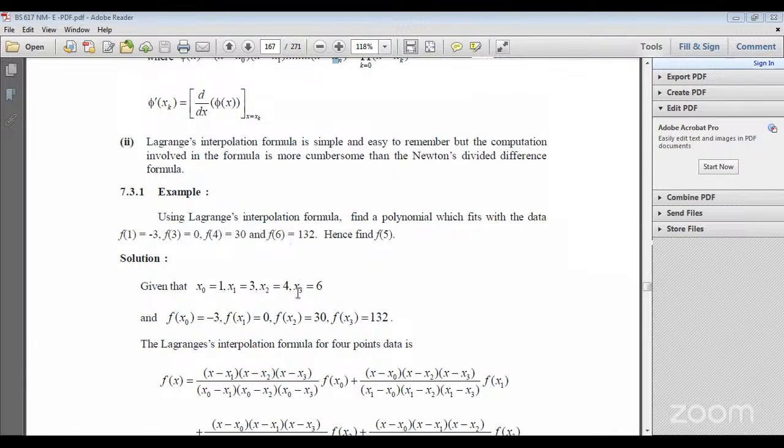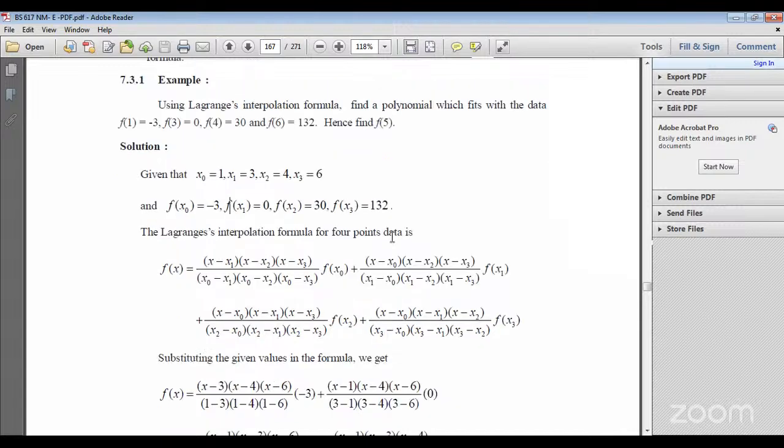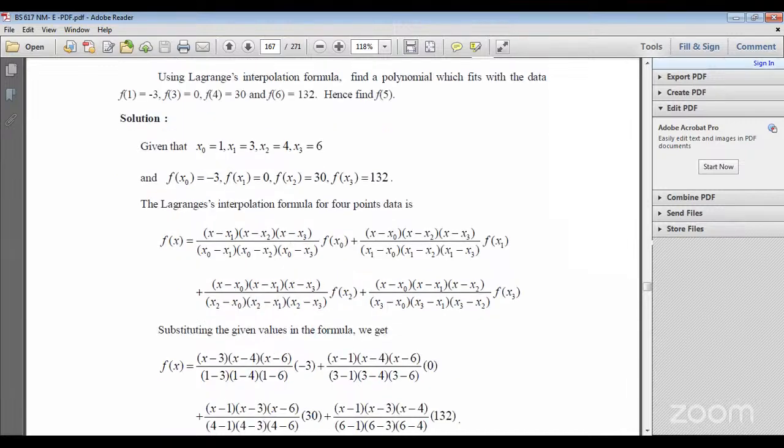So using Lagrange's interpolation formula, find a polynomial which fits the data f1 is equal to minus 3, f3 is equal to 0, f4 is equal to 30, f6 is equal to 132. Hence find f5. x0 is equal to 1, x1 is equal to 3, x2 is equal to 4, x3 is equal to 6. Therefore x minus x1, x minus x2, x minus x3. We take the denominator values x0 minus x1, x0 minus x2, x0 minus x3, into f of x0, then x minus x0, x minus x2, x minus x3, x1 minus x0, x1 minus x2, x1 minus x3.